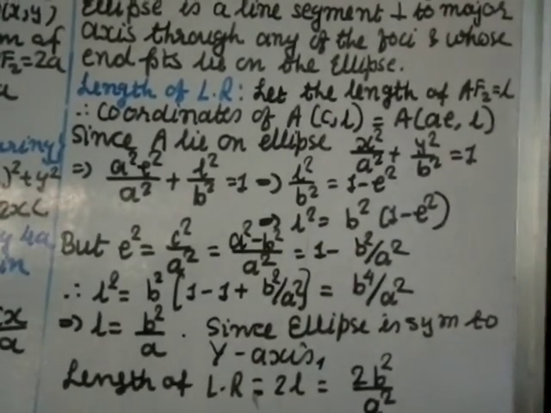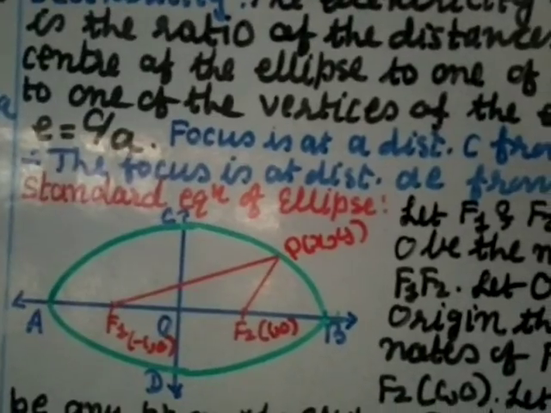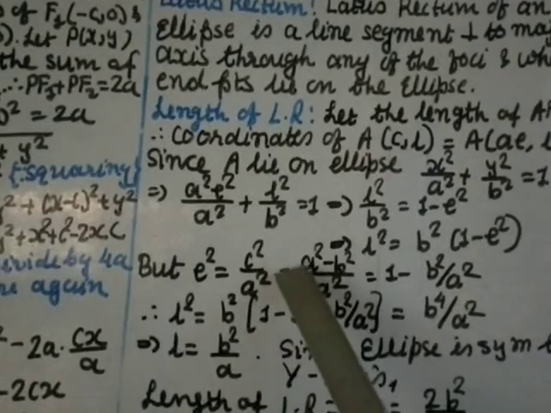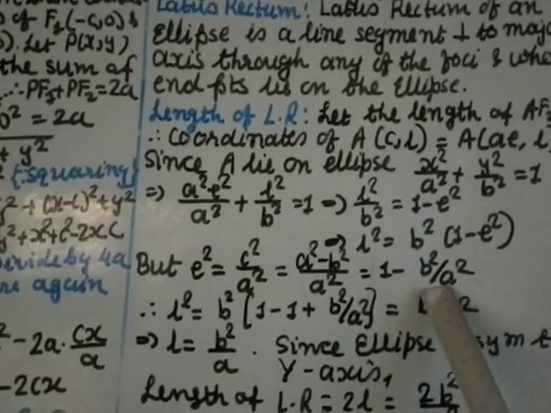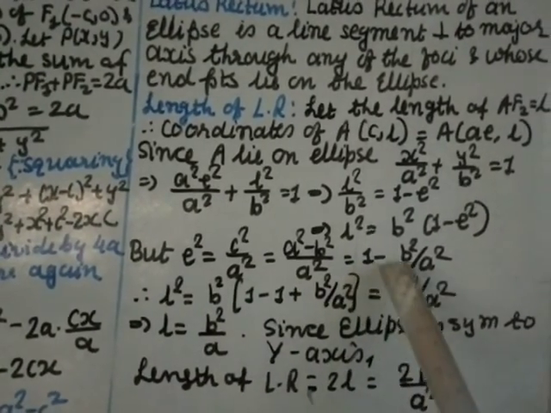Now we know that eccentricity e equals c by a, a formula I have given you before. So e square equals c square by a square, and we know that c square is a square minus b square, a relation we have done before. Put here c square equal to a square minus b square. If you divide by a square, you get 1 minus b square by a square. So this e square value is 1 minus b square by a square.